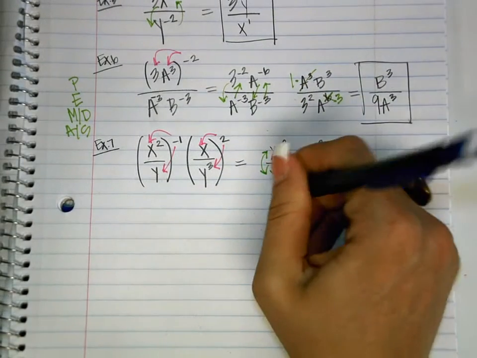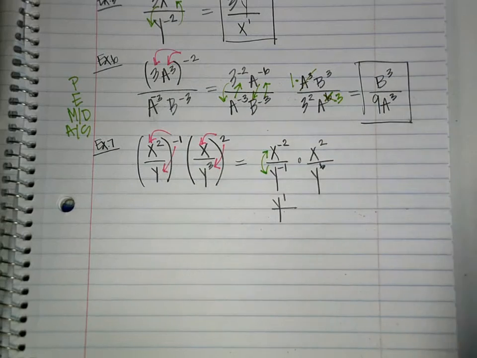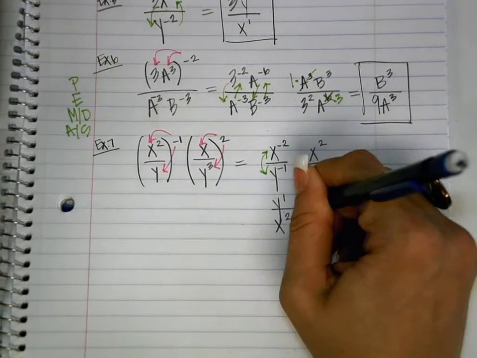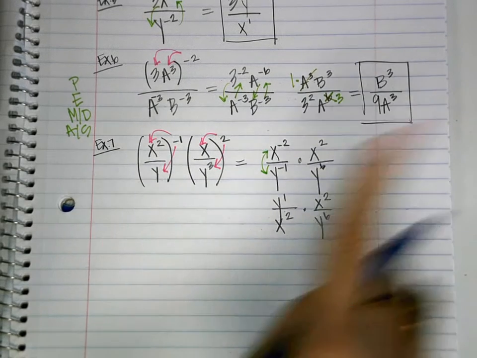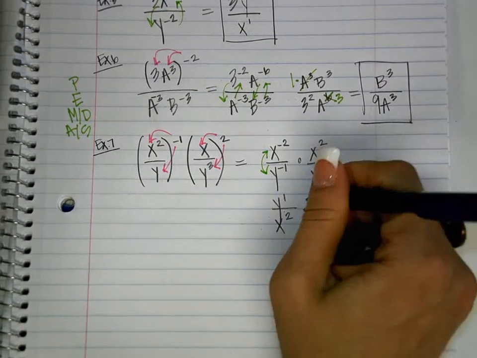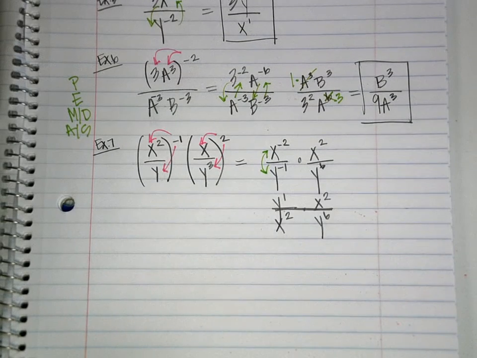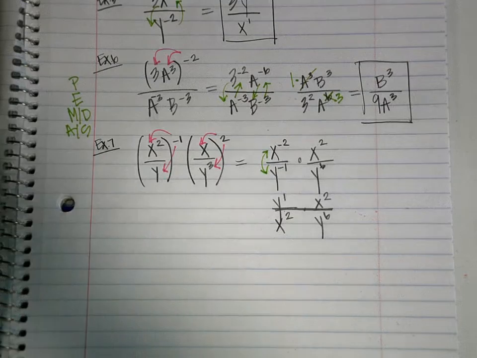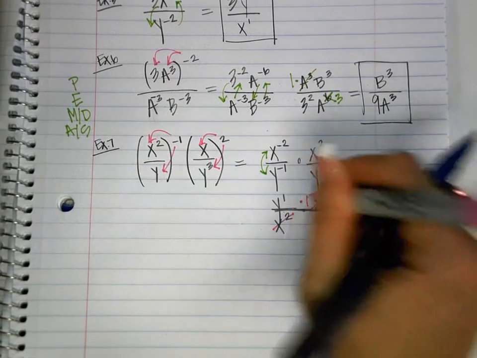When you rewrite them, it's going to be y to the first. If you don't write y to the first, that's fine. You could just write y over x squared times x squared over y to the sixth. Now really, that multiply dot in between, you could just make it one big bar. Okay, they're all multiplied together. Then we just reduce. So x to the second over x to the second just becomes 1 times 1.